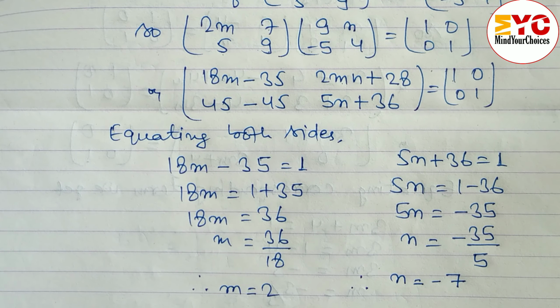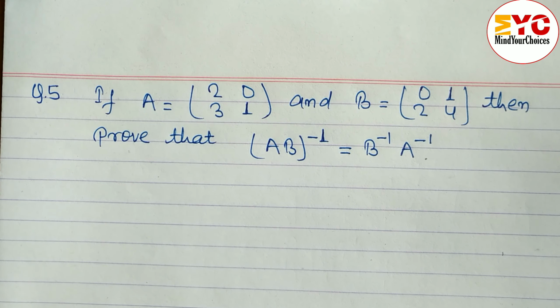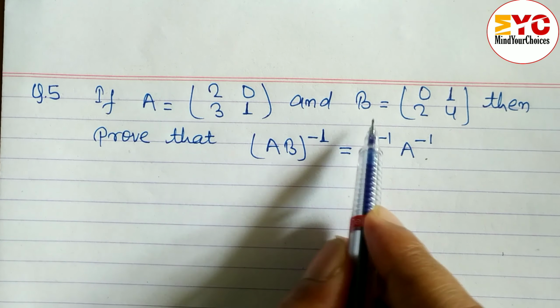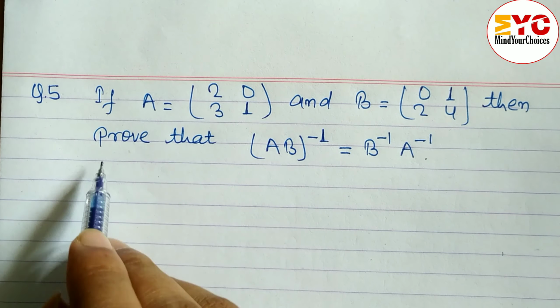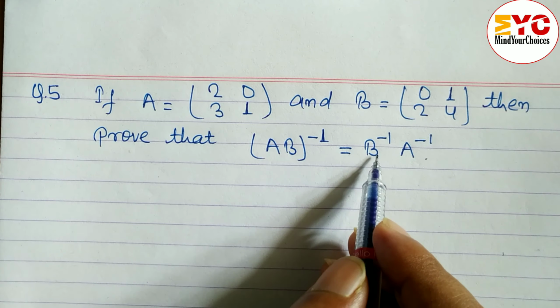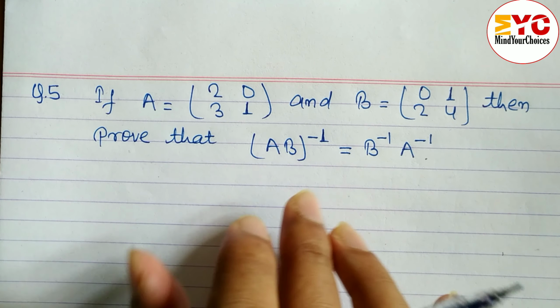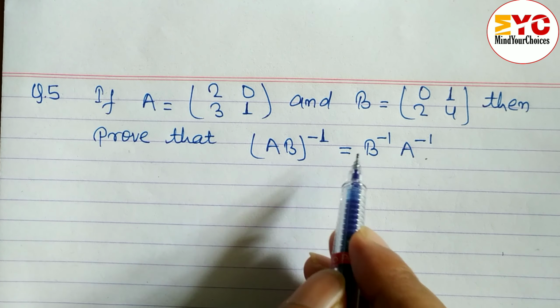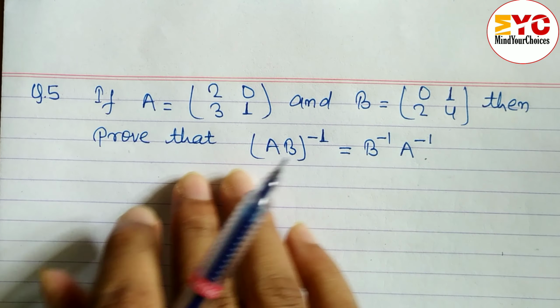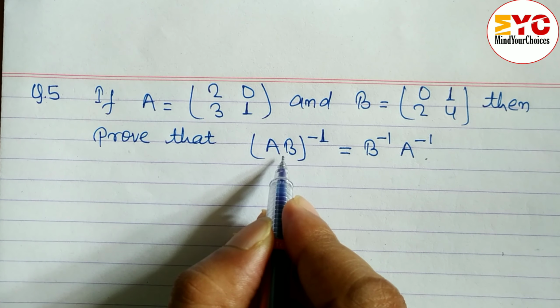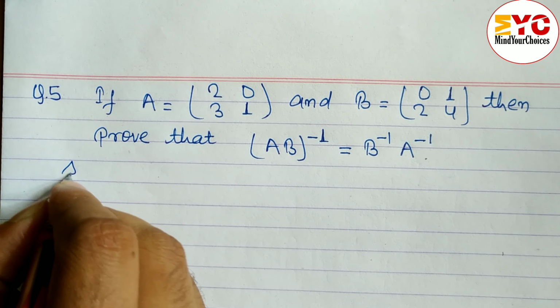Now look at the next question, number 5. This question is totally different from before. You can see here, if A is equal to [2, 3; 0, 1] and B is equal to [0, 1; 2, 4], then prove that (AB) inverse is equal to B inverse A inverse. We have to prove that the inverse of AB is equal to B inverse A inverse. So we have to find the inverse. Here AB is there, so we have to find the product AB first of all. Okay, let's start.